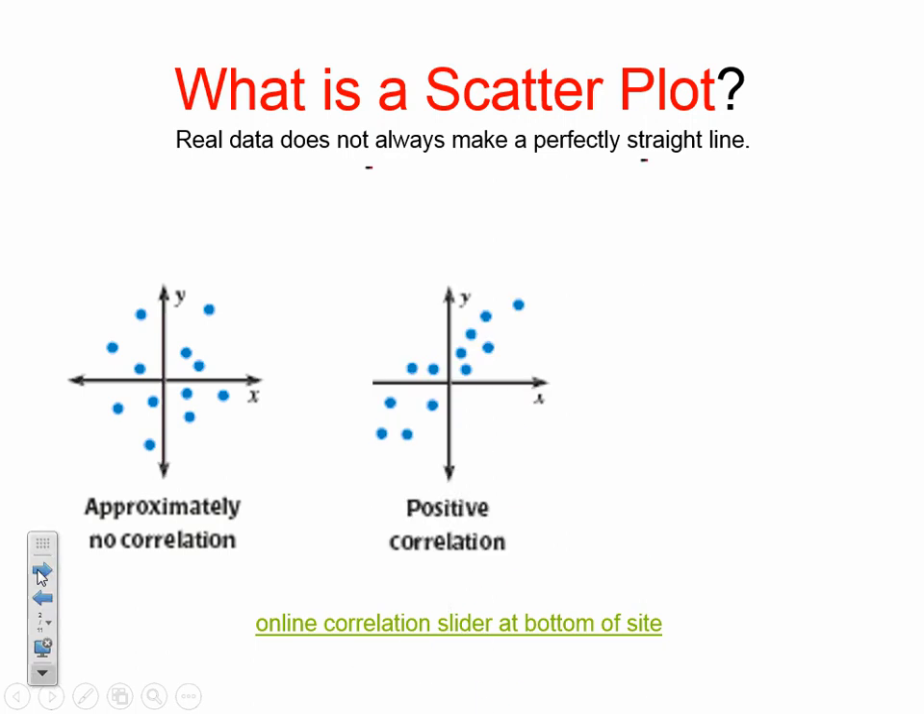Sometimes the data points look like this. Positive correlation. You can see how the data points are trending upward. It looks like a positive slope. So there's a positive relationship there. Sometimes they look like this. The dots or the data points are trending downward. There's a negative correlation there, or a negative slope.